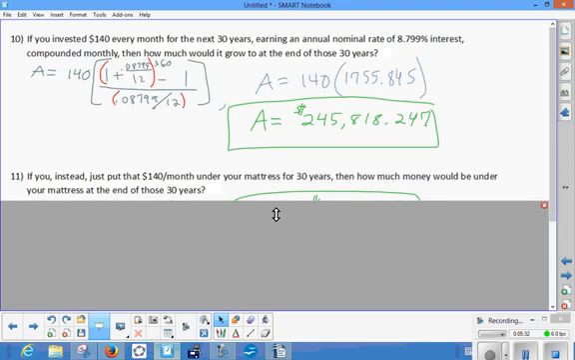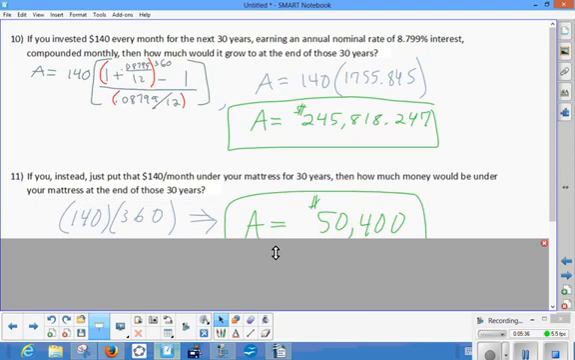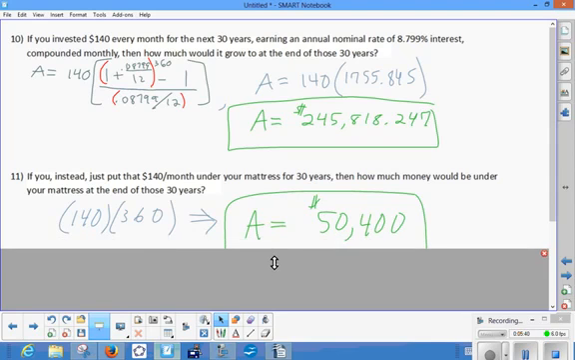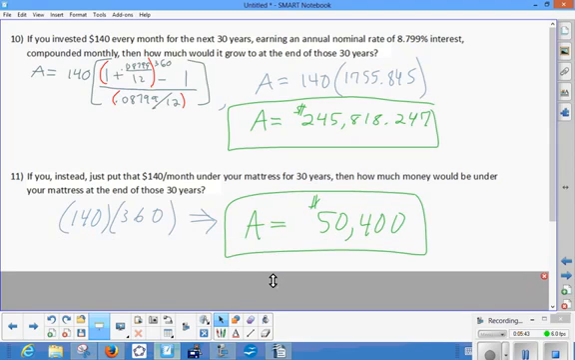If you just stash the money under your mattress, $140 a month for 30 years, that would only be $50,000. You can see that compounding interest made a huge difference on this money.